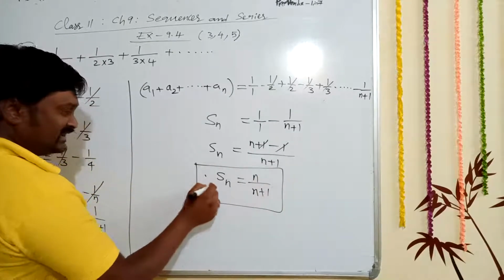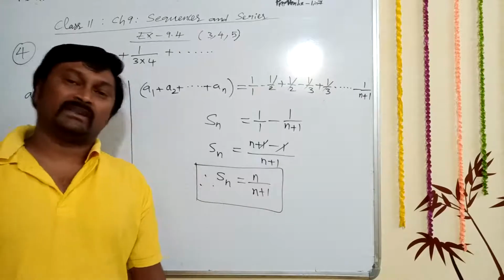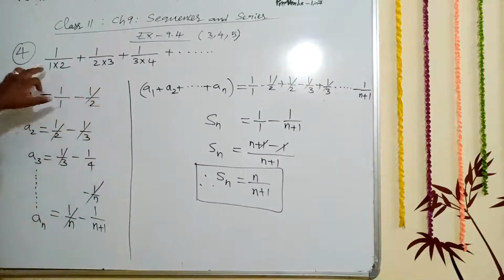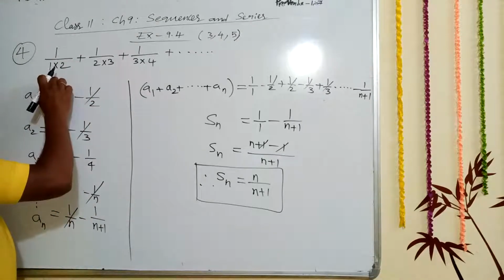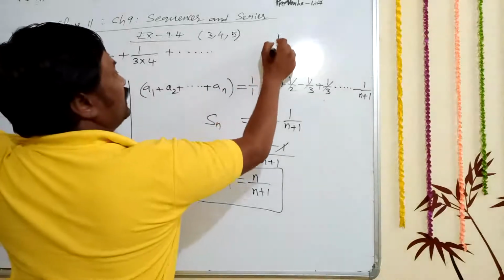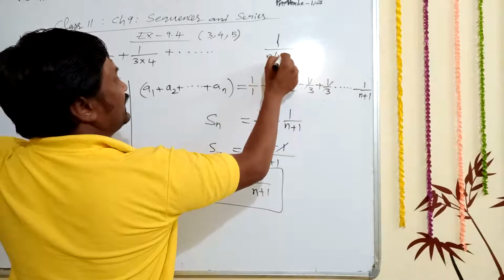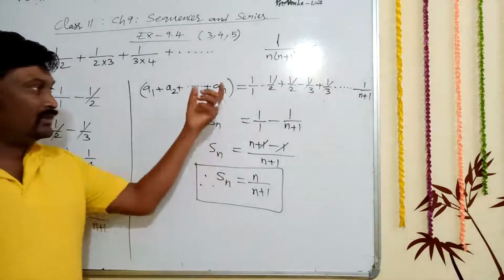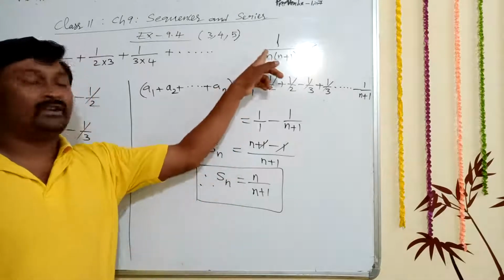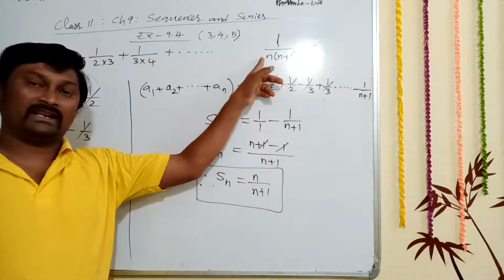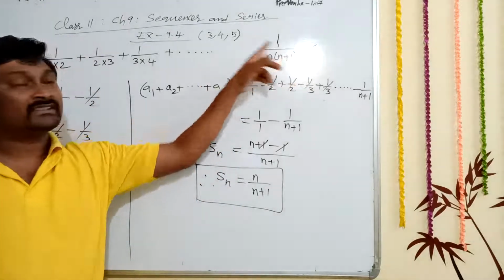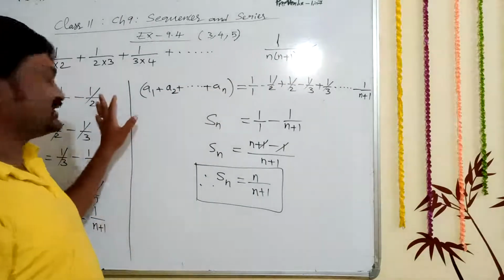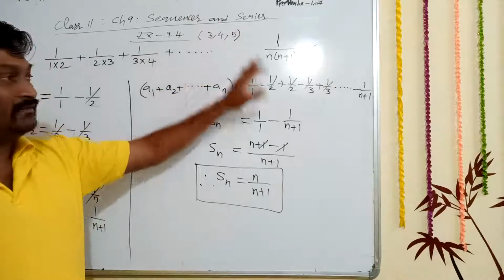Sn is equal to n upon n plus 1. This is the easiest method. If you go for some other methods, they are going to fail, because when you write 1 upon n into n plus 1 directly and do the summation, it is going to fail. Because of that reason, I am not going for this, and directly I went this way. So we need to write in the separated form, then again we need to solve.